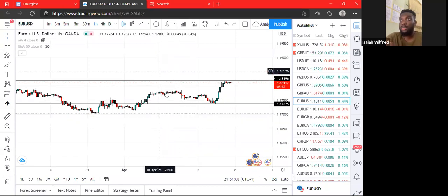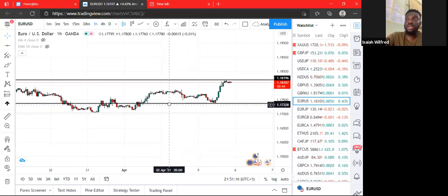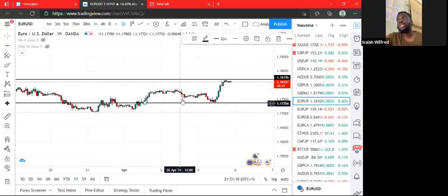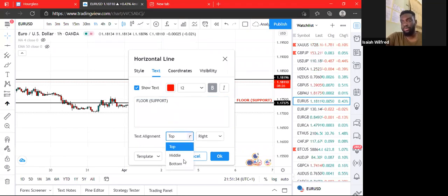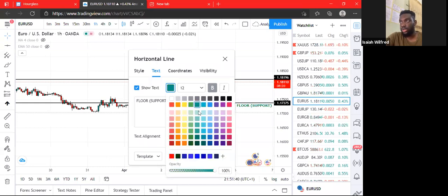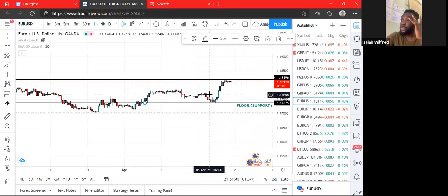Okay, so that's basically resistance and support. So support can be said to be the floor. Let me just write it here. Support can be said to be the floor. Let me make this green. Okay, so the floor is support.